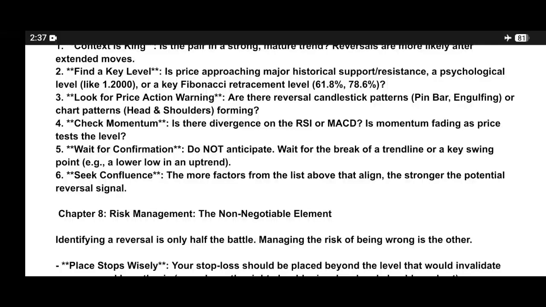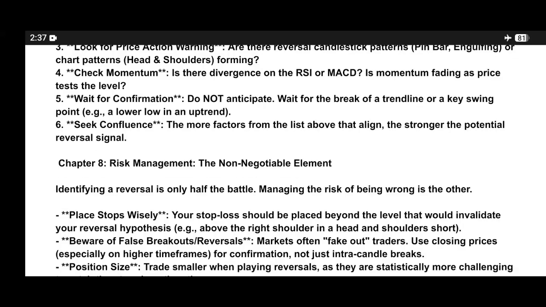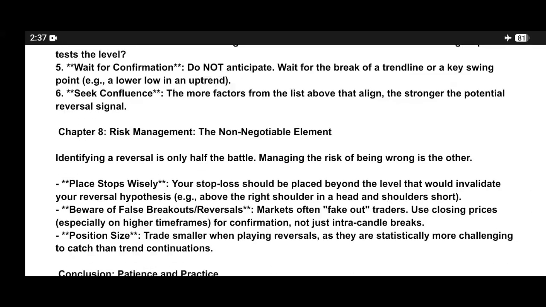Number 8, which is chapter 8, is risk management, which is the non-negotiable element. Yes, identifying a reversal is only half the battle. Managing the risk of being wrong is the other half. Place stops wisely. Your stop loss should be placed beyond the level that would invalidate your reversal hypothesis. Example, above the right shoulder in a head and shoulders short.